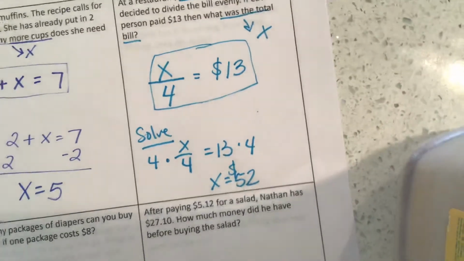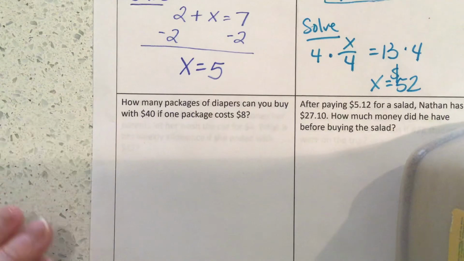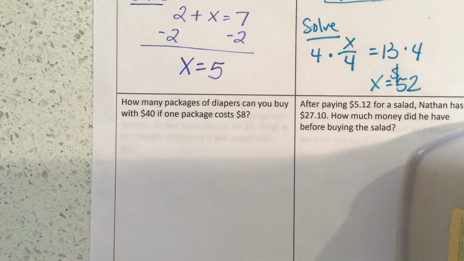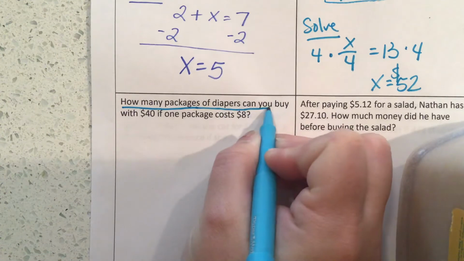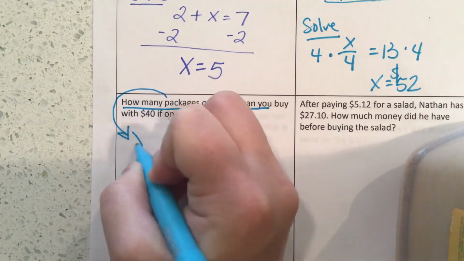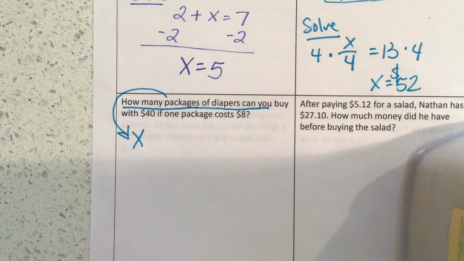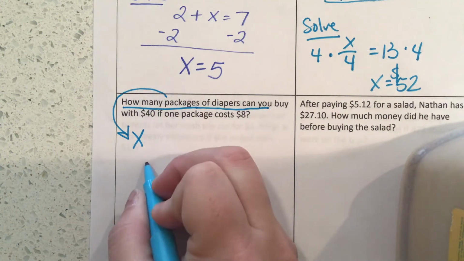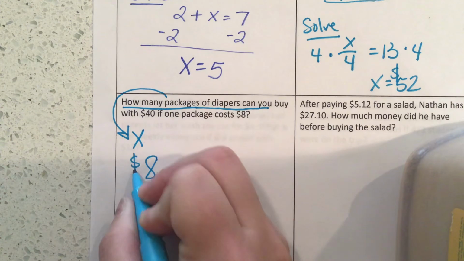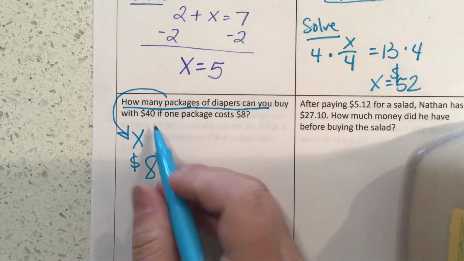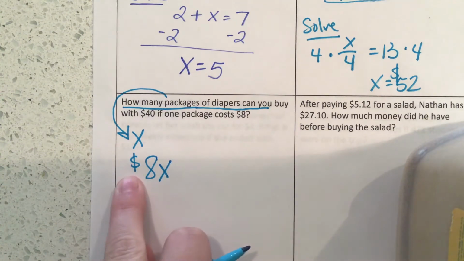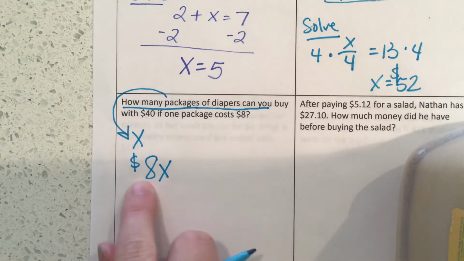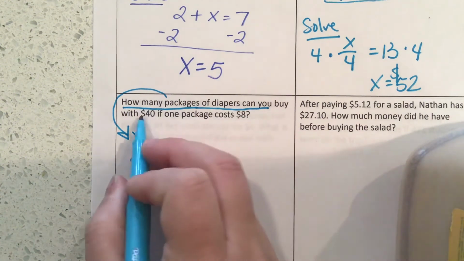Okay, next question says, how many packages of diapers can you buy with $40 if one package costs $8? So the question says, how many packages of diapers can you buy? So that represents the X. So if I have $8 for each pack, I don't know how many packages, but I do know that represents X. So $8 for each pack. Multiply those 2 together.